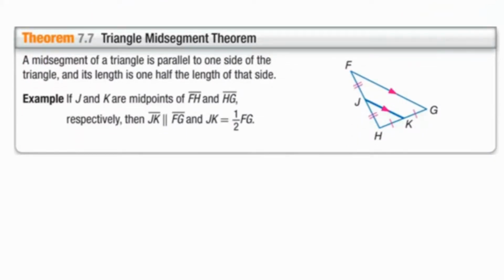The midsegment of a triangle is a line that goes from the midpoint of two sides of the triangle, and that line turns out to be parallel with the side that's opposite it, and it's 1/2, so JK is 1/2 the length of FG.